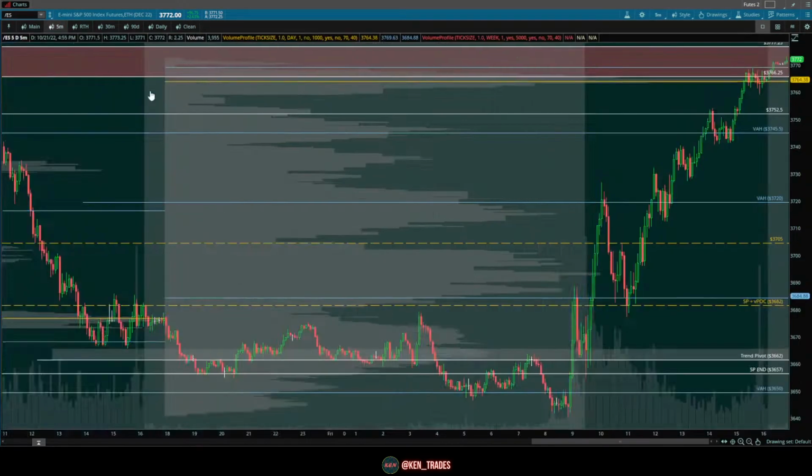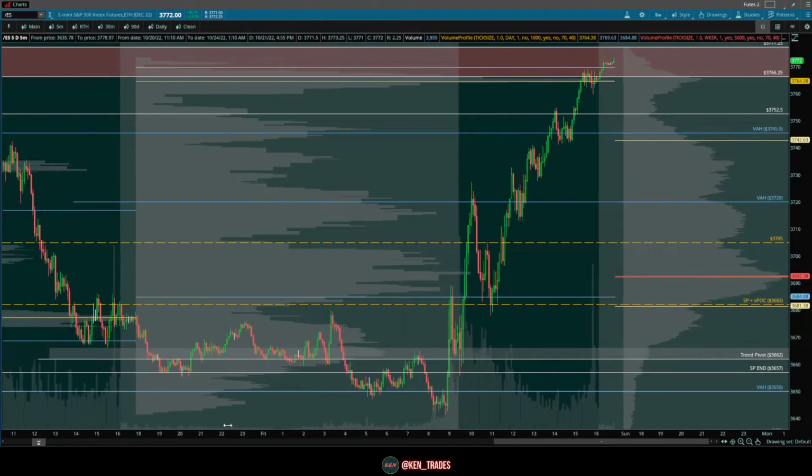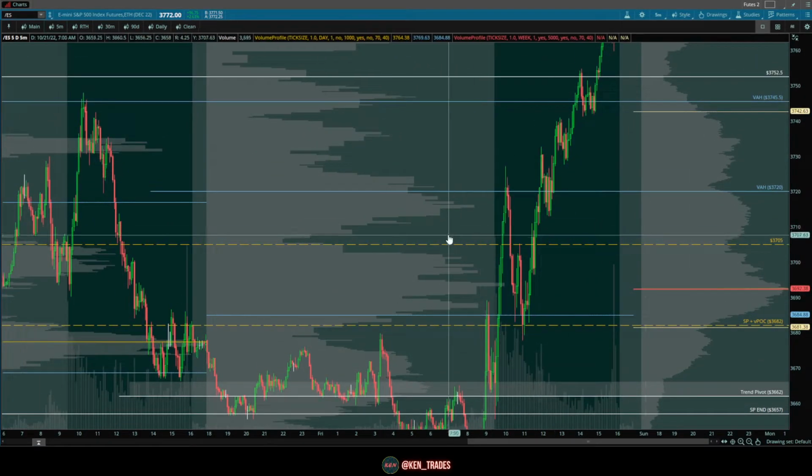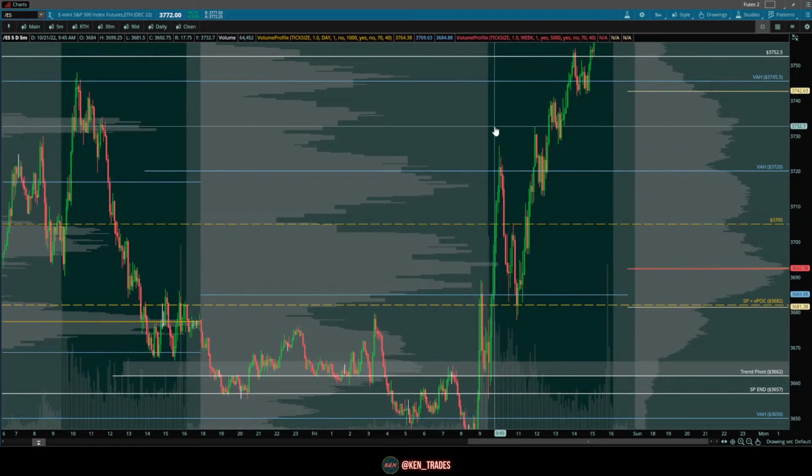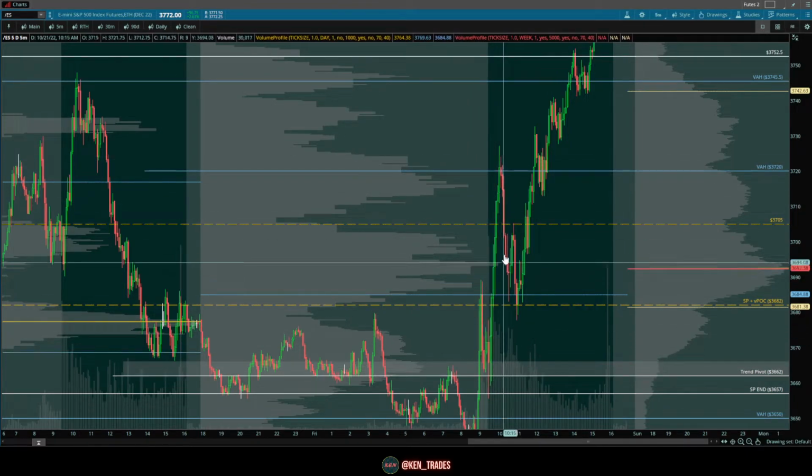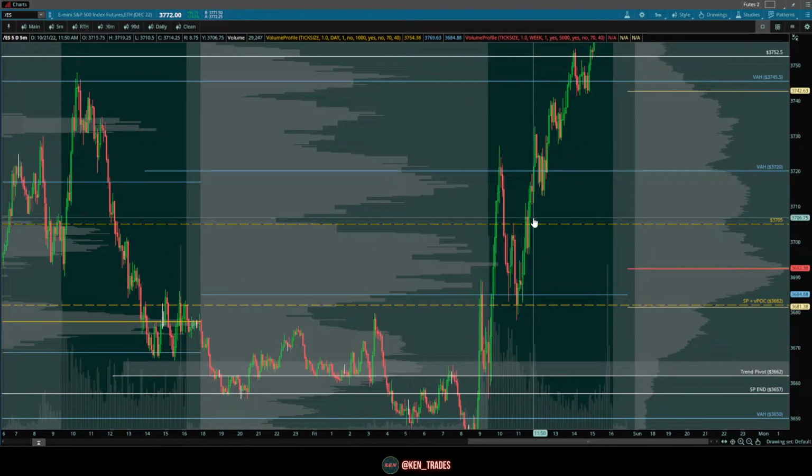Let's go to the 5. So, squeeze. We know this was a squeeze. Green, green, green, green, green, green. No red candle at all. Cannot be.